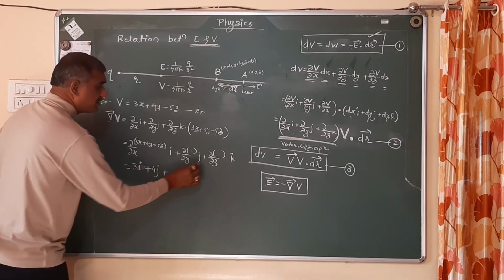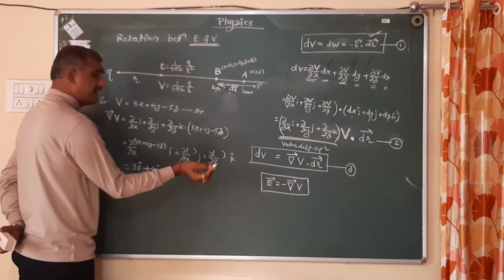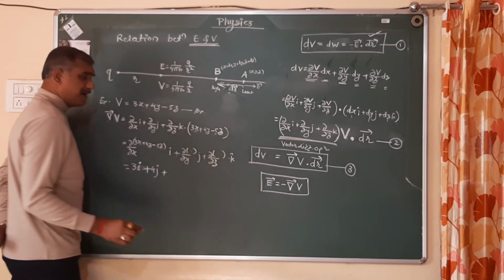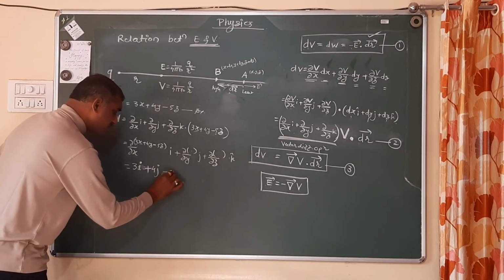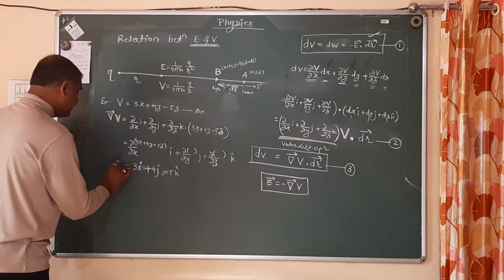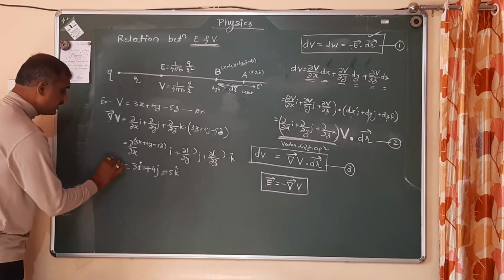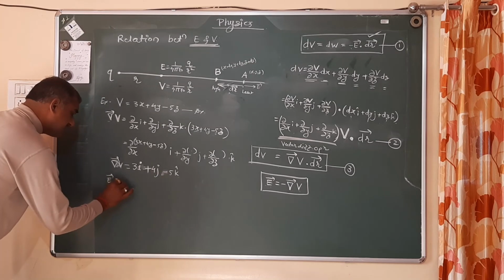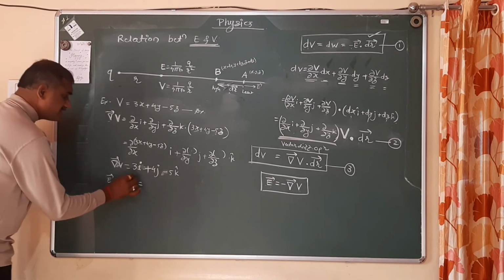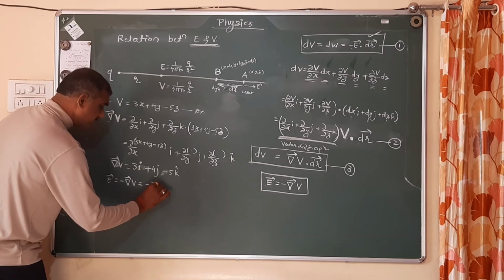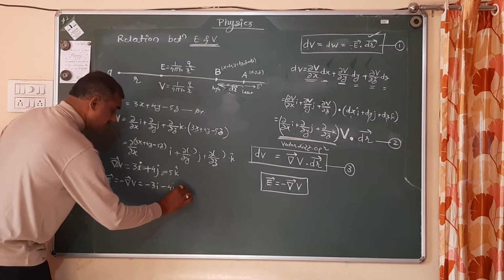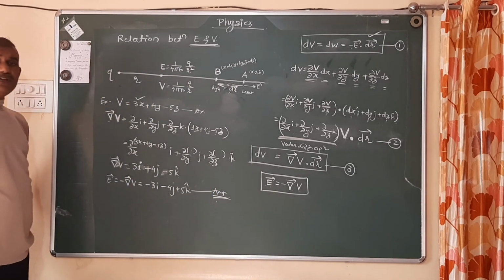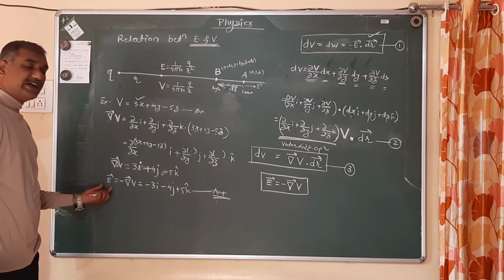It becomes 4j plus del z of this function, that means again derivative with respect to z: derivative of 3x with respect to z is 0, 4y is 0, minus 5z gives minus 5. That's why I put here minus 5 multiplied by k. This way the gradient of potential is equal to 3i plus 4j minus 5k, and the electric field intensity is equal to minus of gradient of potential, which, taking the negative sign, becomes minus 3i minus 4j plus 5k. This way, by knowing the value of potential at any point in space, you can easily find out the electric field intensity.